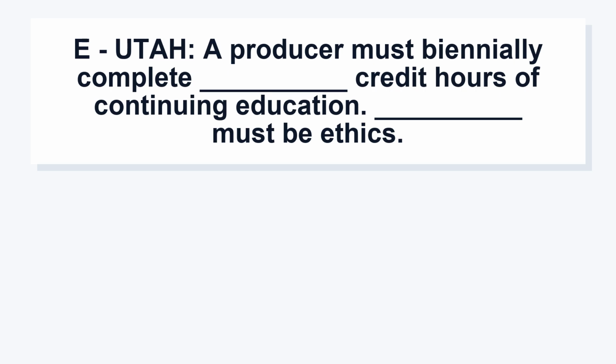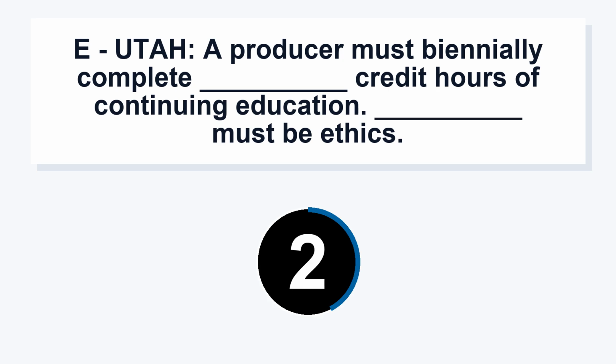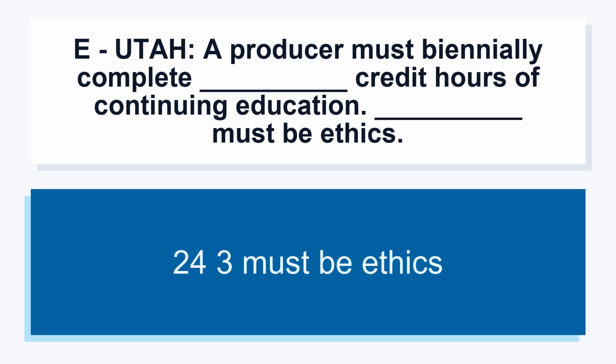Utah, a producer must biennially complete credit hours of continuing education. Must be ethics. 24.3 must be ethics.